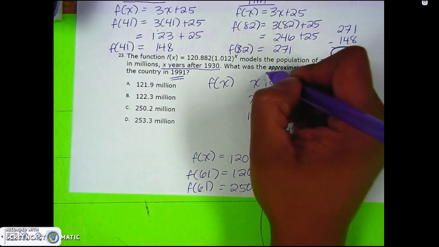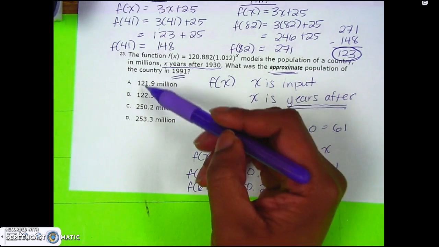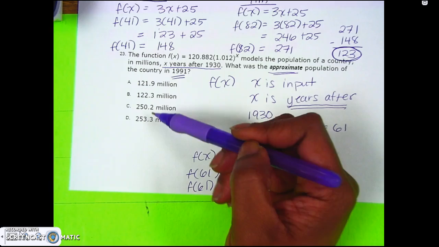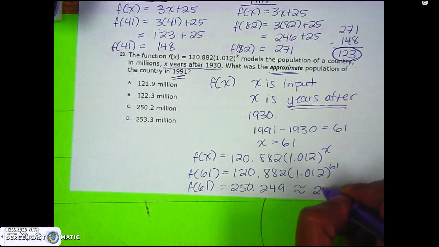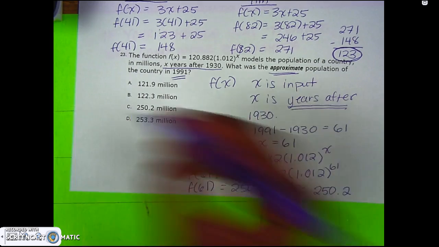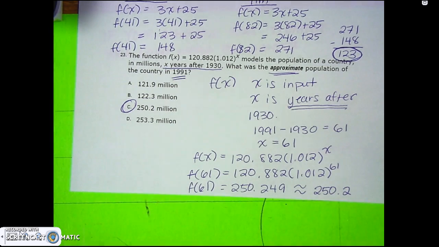And it says approximate, so we're going to have to round that to what I see in my answer choices, which is the tenth place. So round this to the tenth place, and that becomes 250.2. So our answer is C.